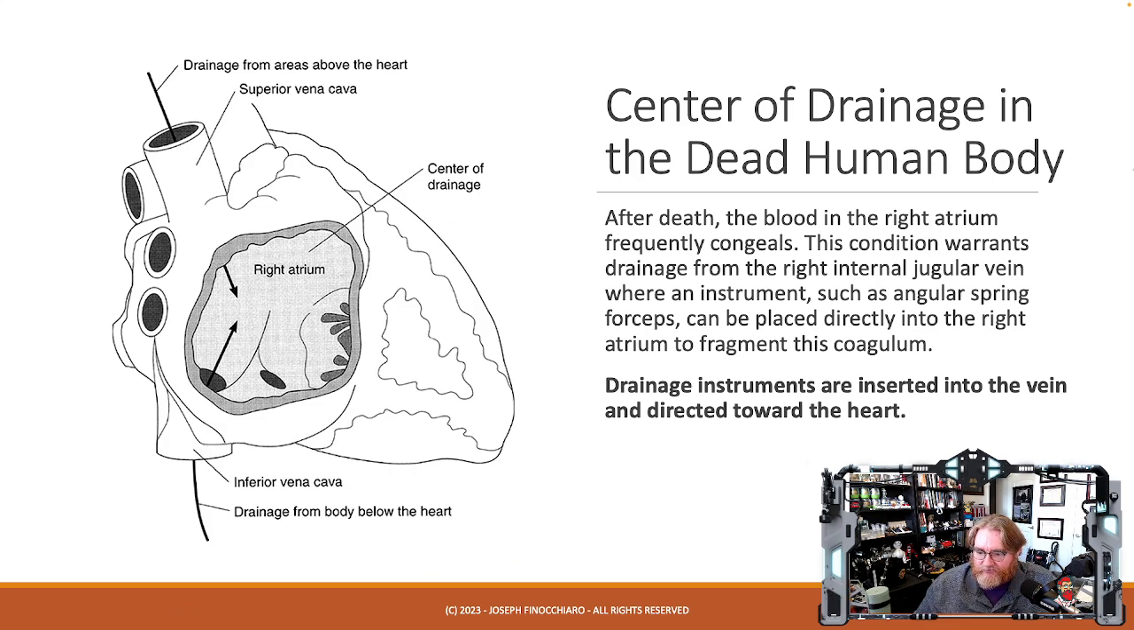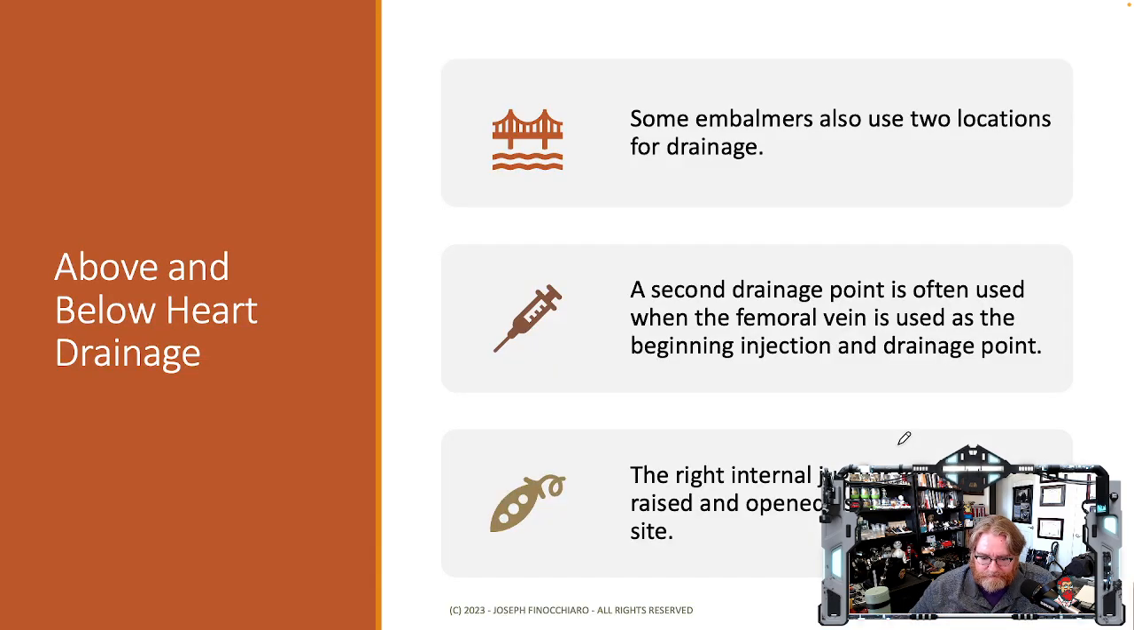Drainage instruments are always directed towards the heart. So, above and below heart drainage. Some embalmers use two locations for drainage. A second drainage point is often used when the femoral vein is used as the beginning injection and drainage point. The right internal jugular vein should be raised and opened as a secondary drainage site.